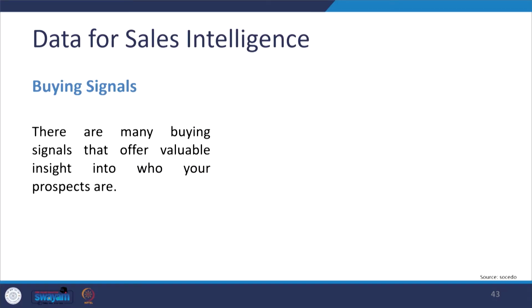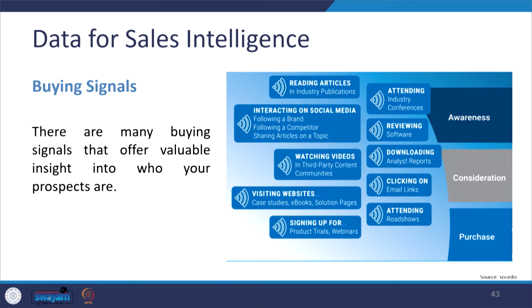There are many buying signals that offer valuable insight into who your prospects are. For example, someone at the awareness stage may just be reading your articles, attending industry conferences, reviewing software, or reading a product review. He might be interacting on social media, like following your brand or your competitor, or an article on a topic present on that social media platform.